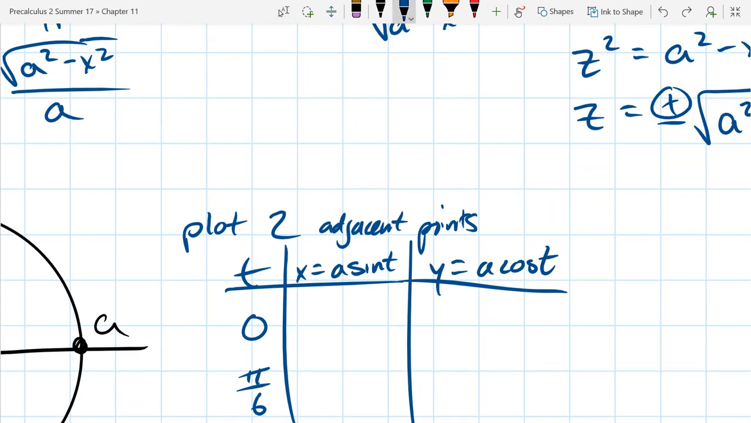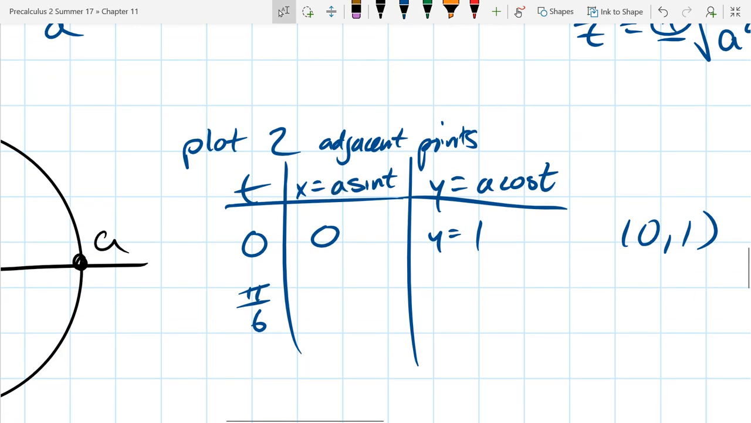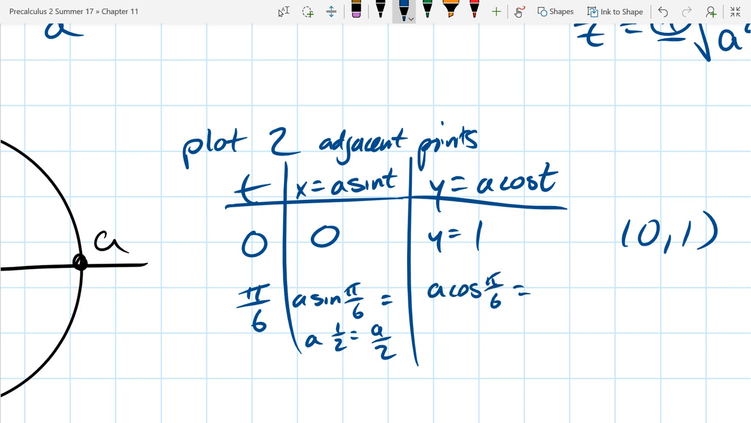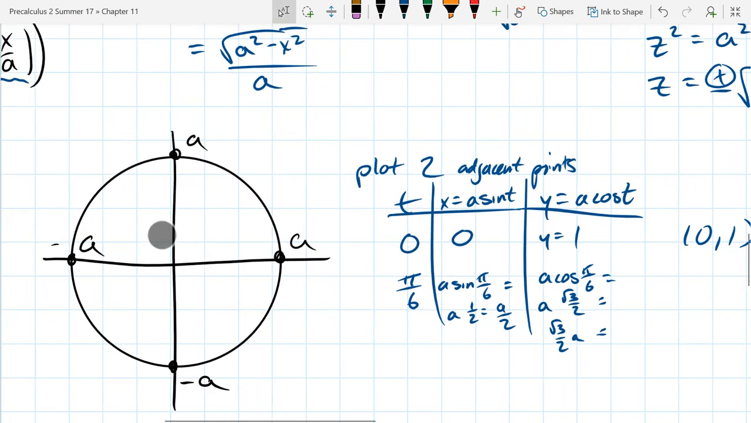All right, so a sine t, so sine of 0 is 0, so that's x. Cosine of 0 is 1, so our y equals 1, so our first point is 0, 1. Next point, pi over 6. Probably don't have room to write this, so I'll simplify it down here. Sine pi over 6 is 1 half, so x will be a over 2. And a cos pi over 6 is a square root 3 over 2, and that doesn't really reduce at all. All right, so 0, 1 is super easy to plot.